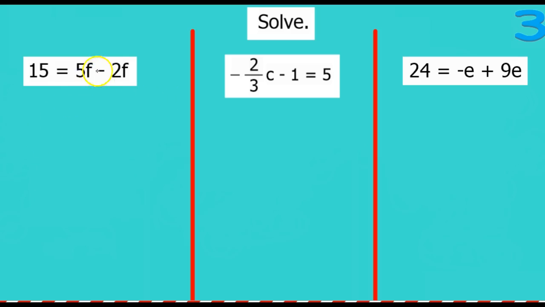This problem, I see that I have two f's, so I can combine them. 5f minus 2f gives me 3f equals 15. Divide by 3. So we get f equals 15 divided by 3, which gives us 5.